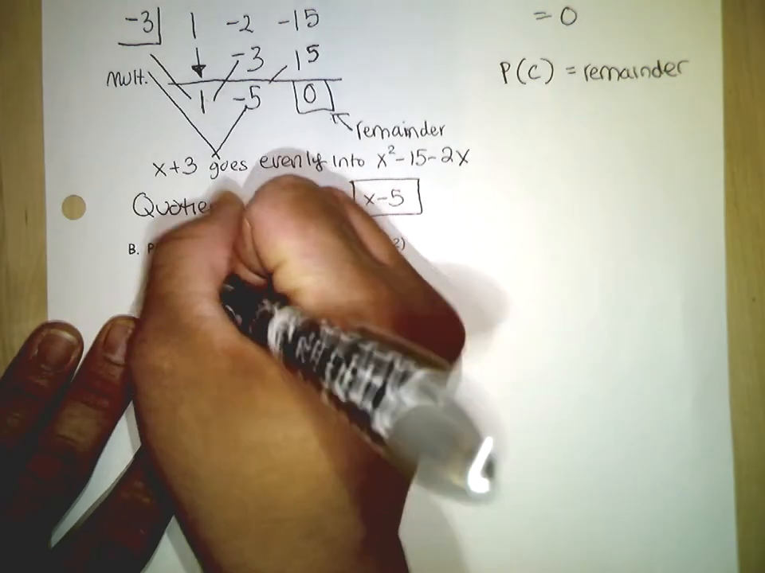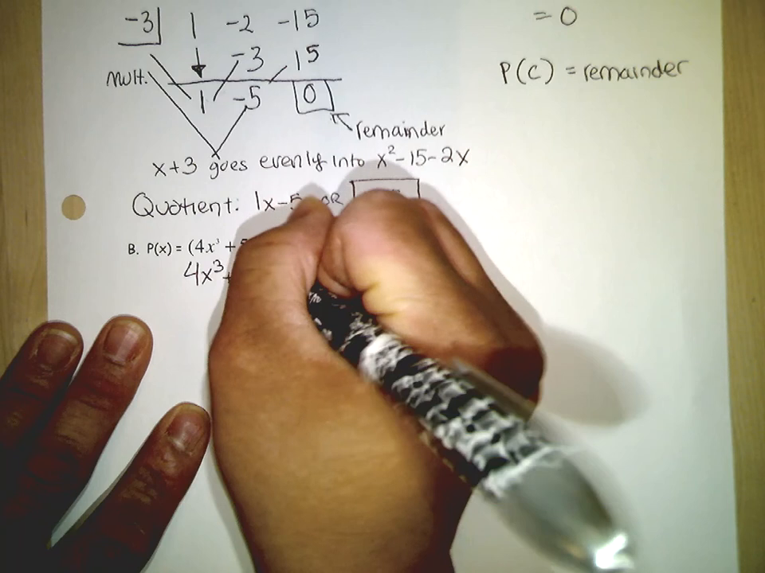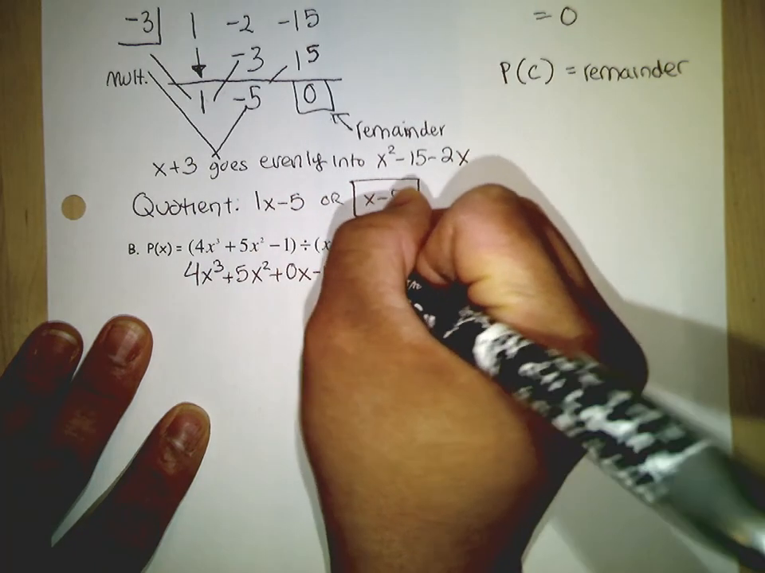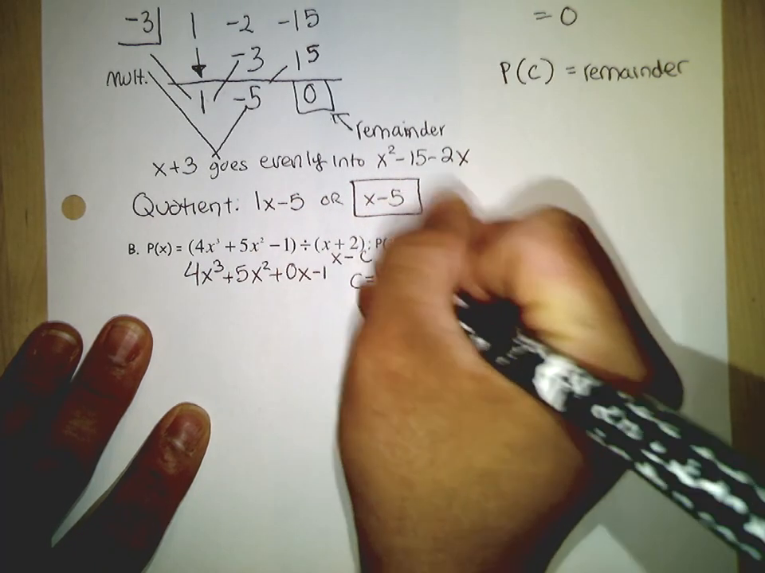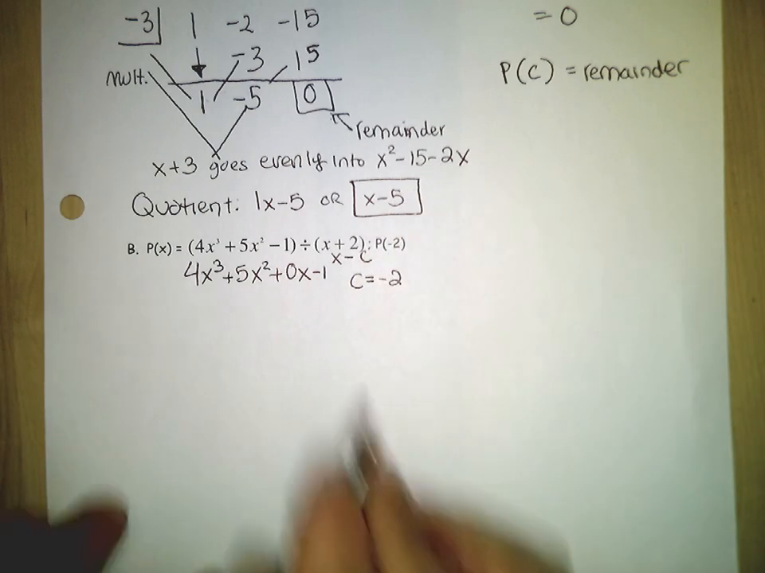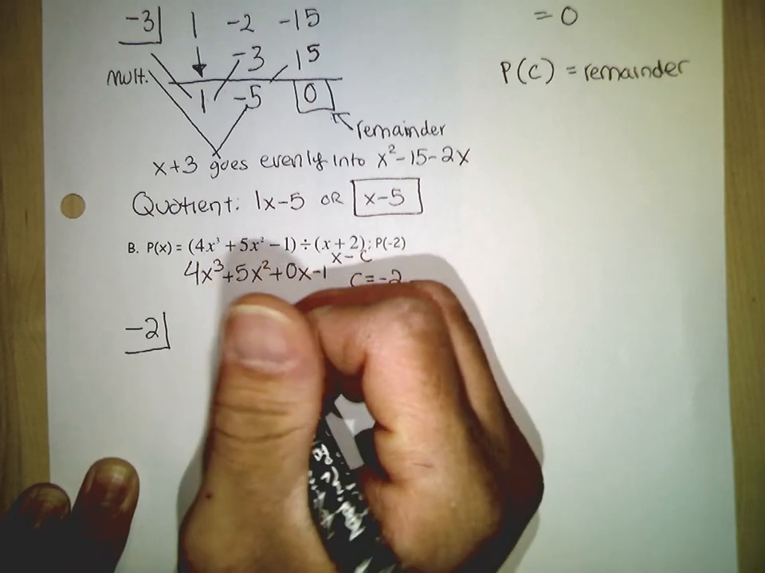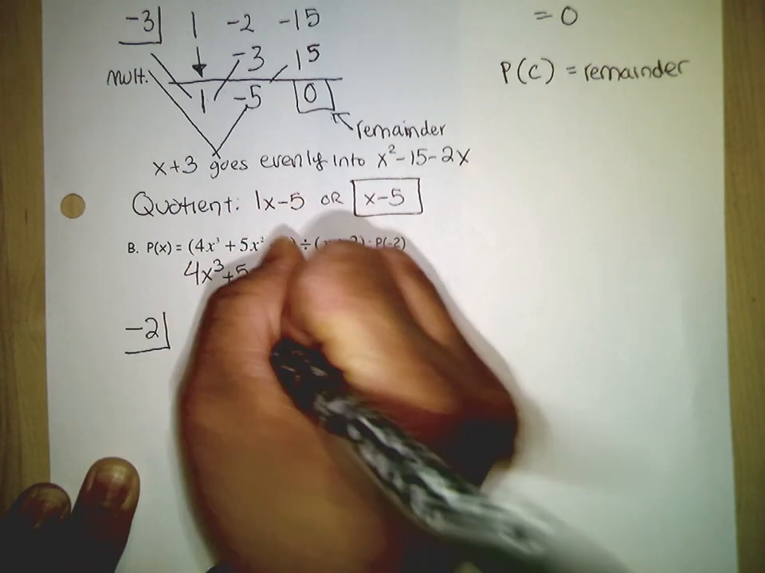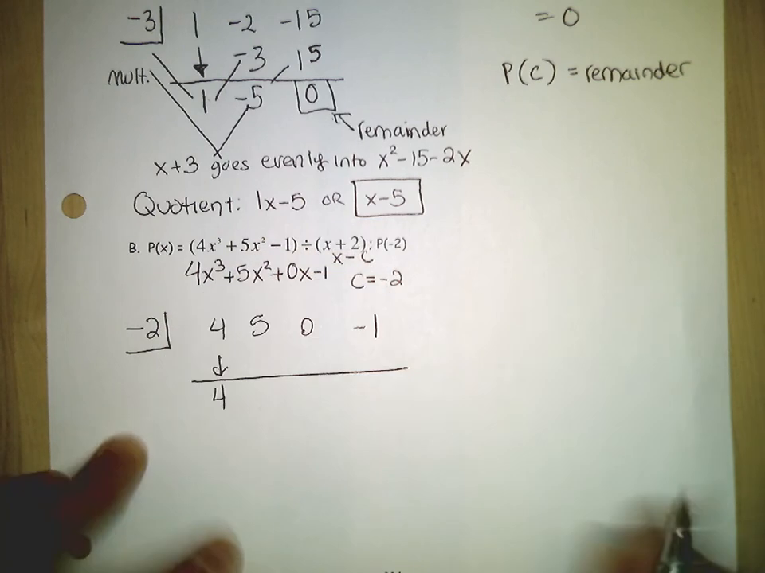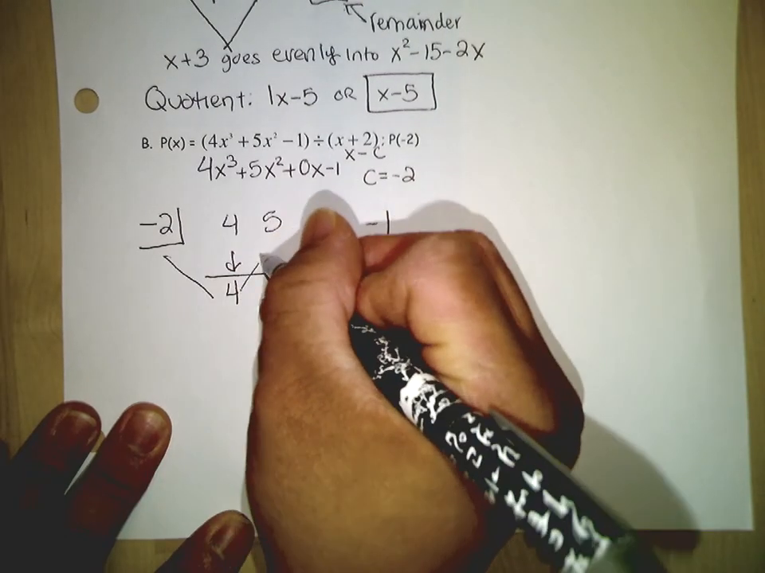We have the dividend 4x to the third plus 5x squared plus 0x minus 1. And then we have the x minus c here, but c will be negative 2 in this case, a negative number again. So we have negative 2. Then the coefficients of the dividend: 4, 5, 0, negative 1. Bring down the first one, so we bring down the 4. Then we multiply. Negative 2 times 4 is negative 8.